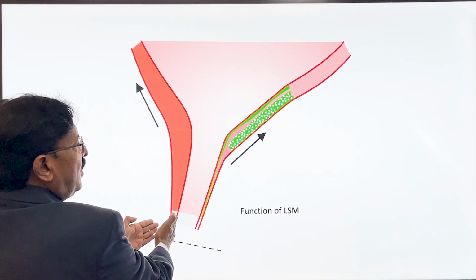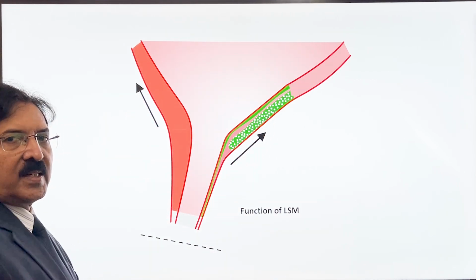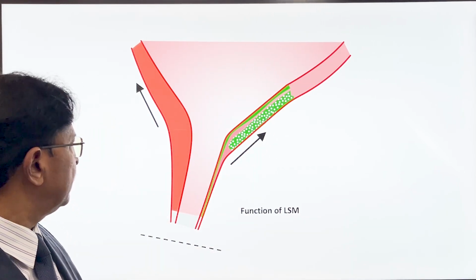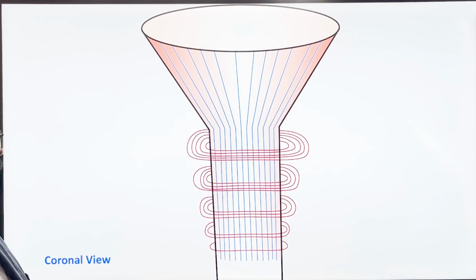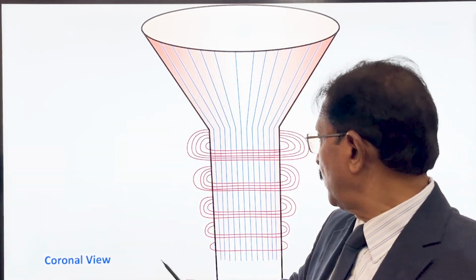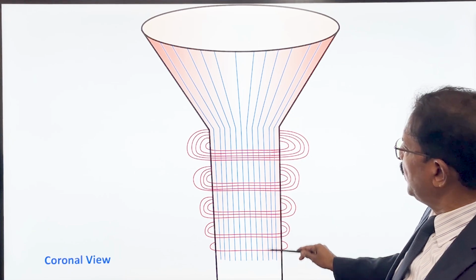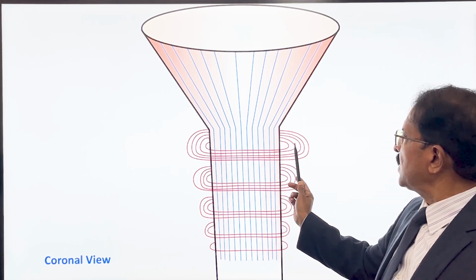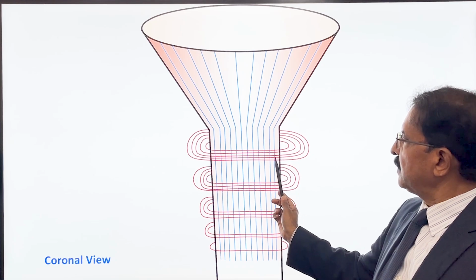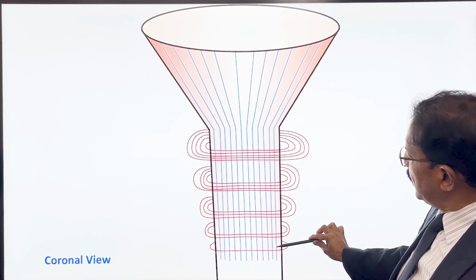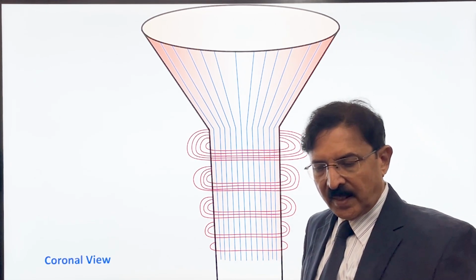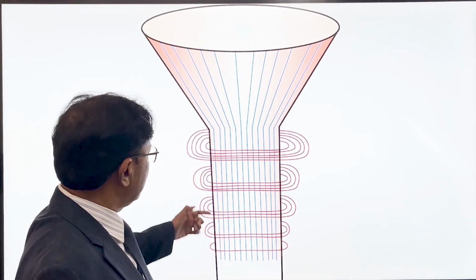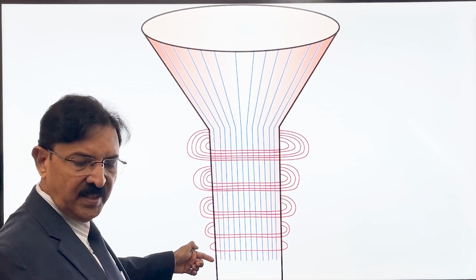Anteriorly, this part is done by longitudinal muscle, and posteriorly, this function is done by the trigone, the superficial trigone. Now we come to another layer, the circular smooth muscle of the urethra. If you see this in a coronal section, this is the longitudinal muscle in blue, and then there are rings of muscle fibers, circular smooth muscle. As you come down towards the lower part of the urethra, the number of rings becomes lesser, right? The circular layer as such is thinner than the longitudinal layer. It is more present towards the bladder neck and less towards the distal urethra.